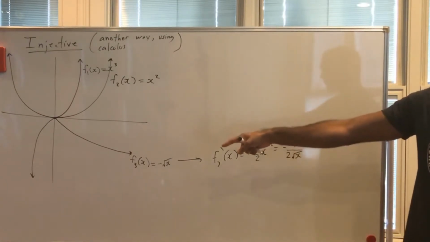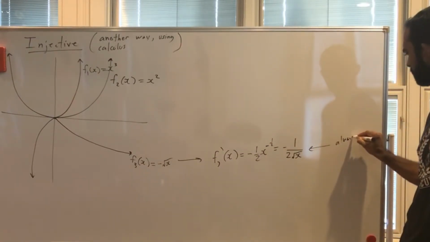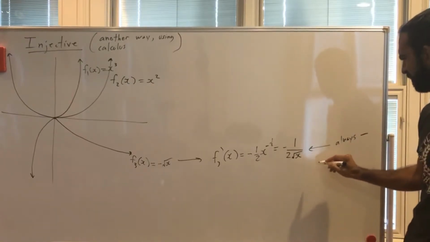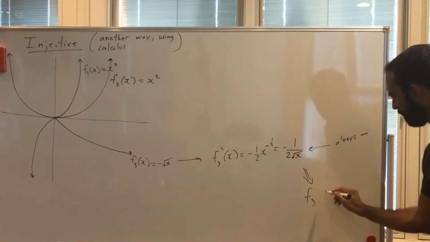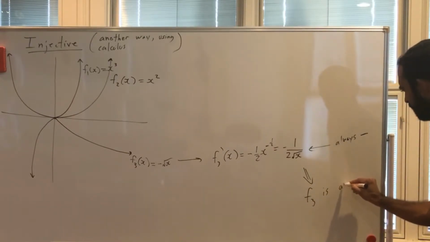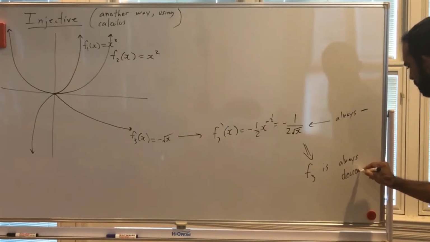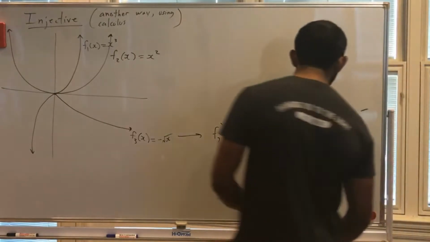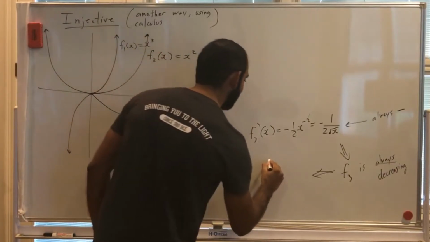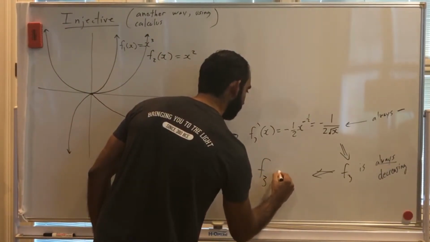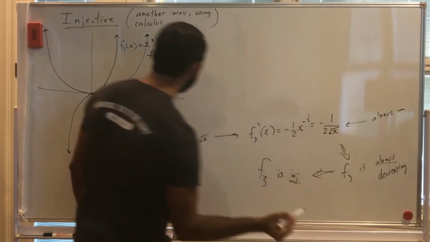So the original function, we'll say always negative. If your slope is always negative, your original function is always decreasing. If it's always decreasing, then it is what? It's injective.